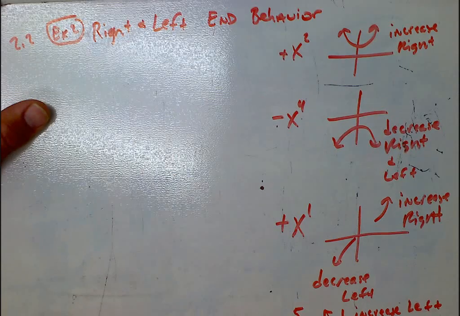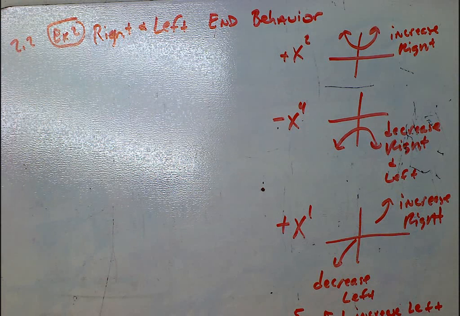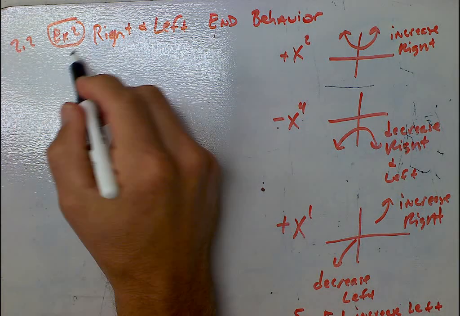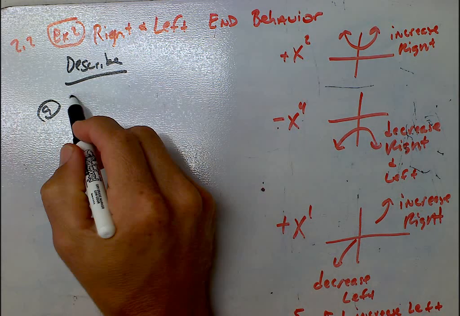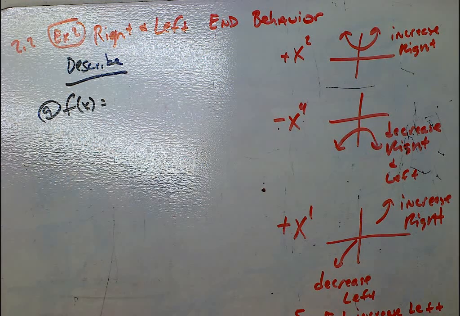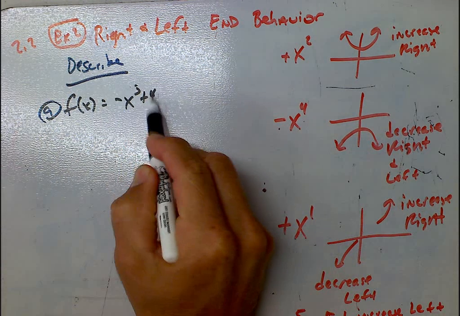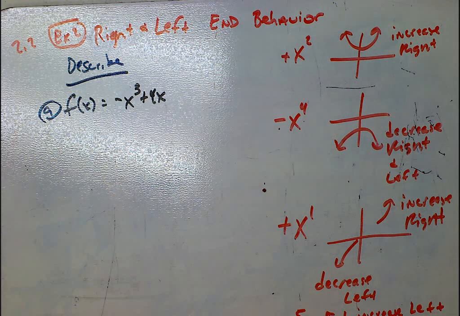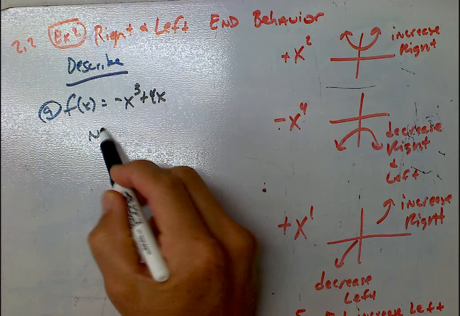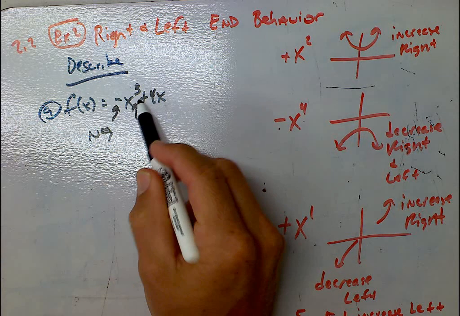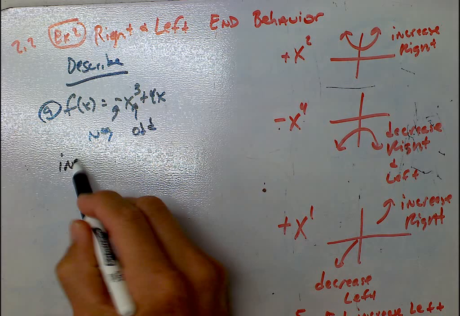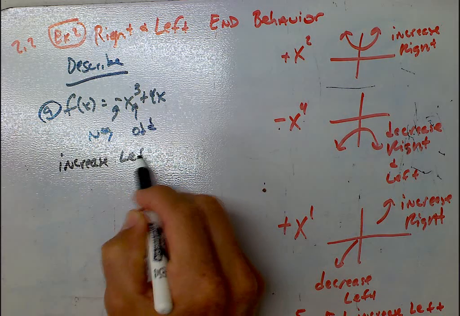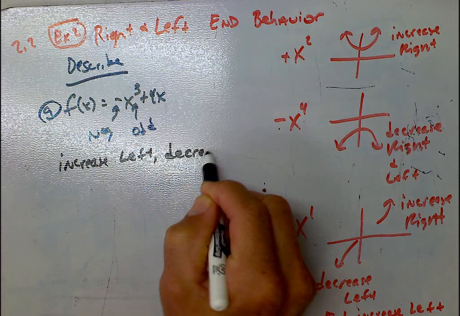And there's some long information about how this is written mathematically, but for us this is good enough. Alright, so in example 2, when we talk about end behavior, our job is to describe it. A says f of x equals negative x to the third plus 4x. Well, I have a negative leading coefficient and the exponent is odd, so according to the notes, it's going to increase to the left and decrease to the right.